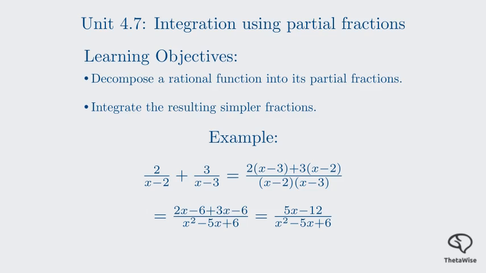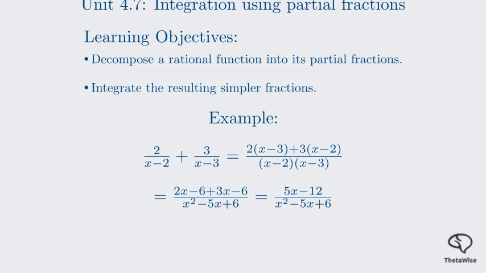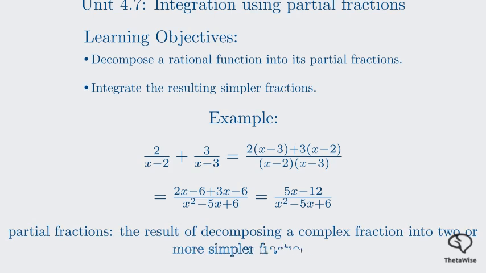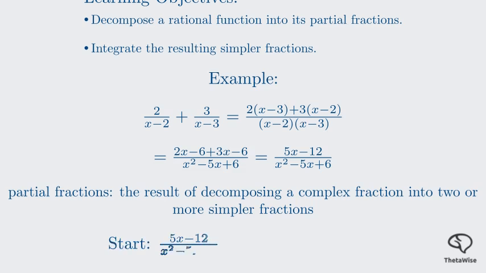The whole idea of partial fractions is to reverse this process. We start with the complex fraction and split it back into its original simpler parts. These simpler parts are what we call partial fractions. In other words, partial fractions are the result of decomposing a complex fraction into two or more simpler fractions. Our task will be to start from this complex fraction and work backward to find the simpler ones.